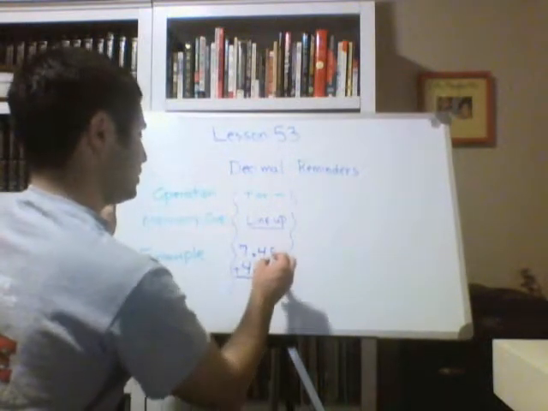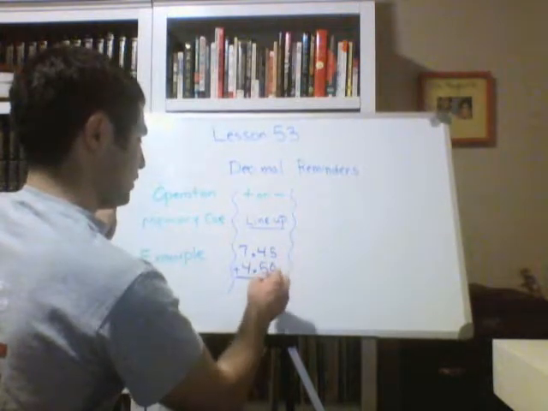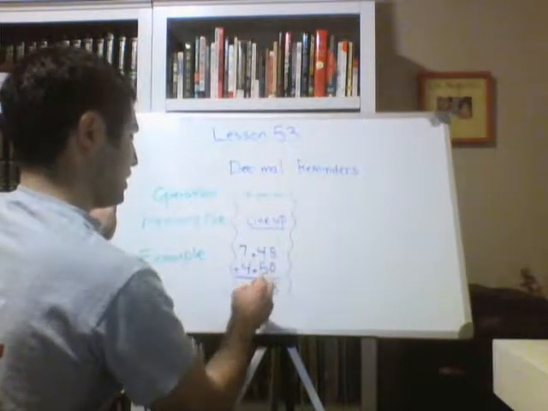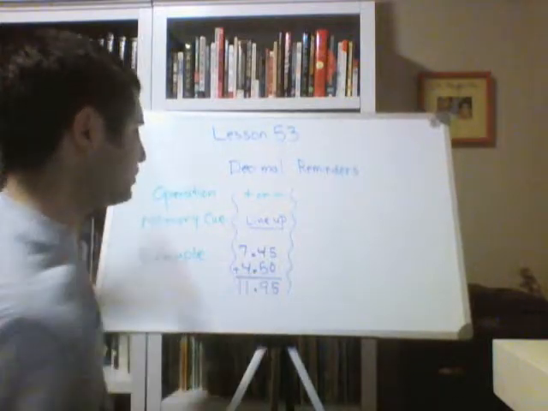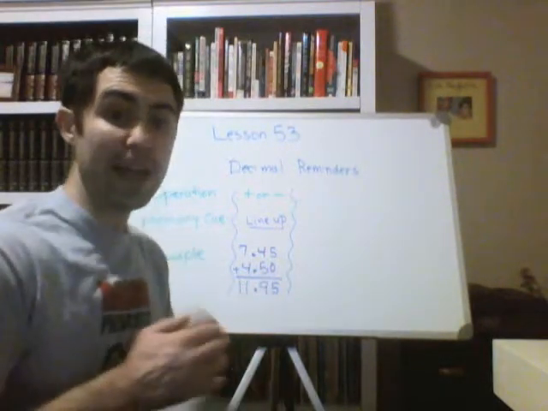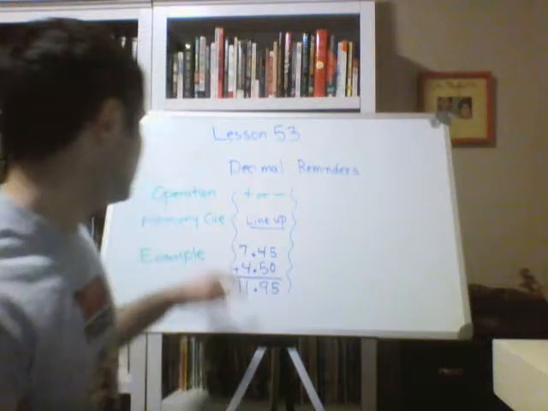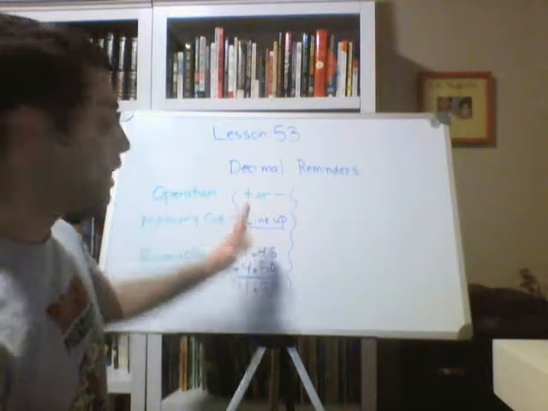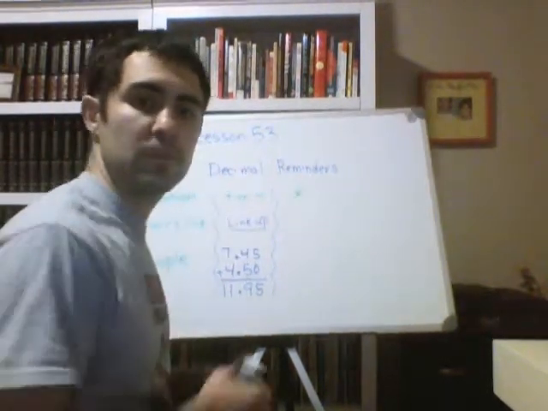So add a placeholder 0. 5 plus 0 is 5. 4 plus 5 is 9. Bring your decimal straight down. 7 plus 4 is 11. That's an example of what to do when you're adding or subtracting decimals. If this was a subtraction sign, you'd line up the decimals the same way.